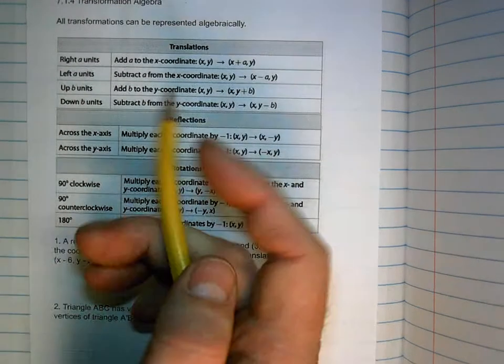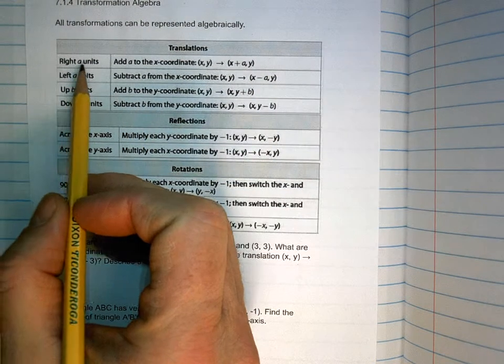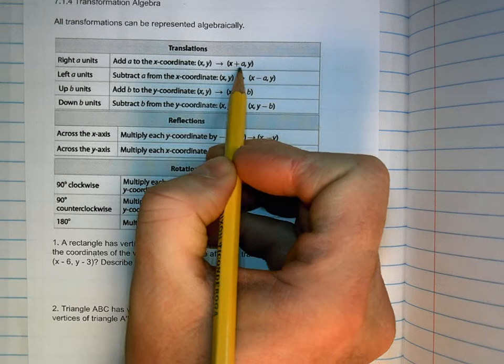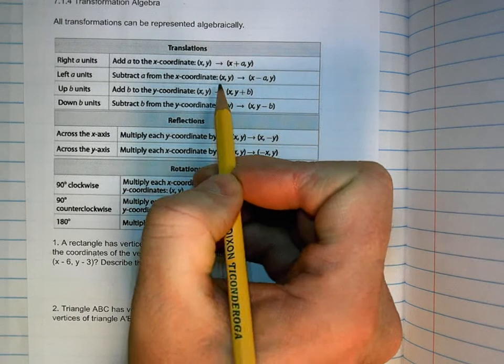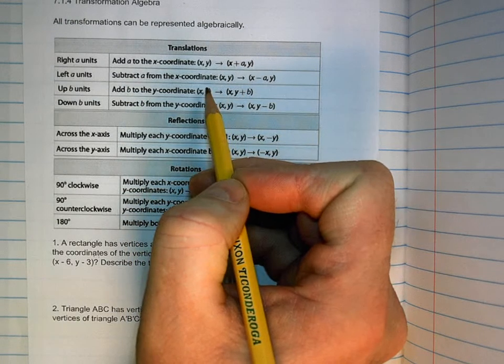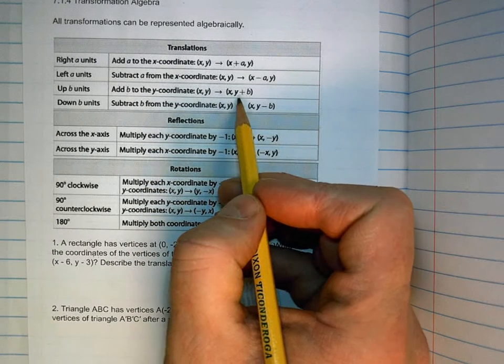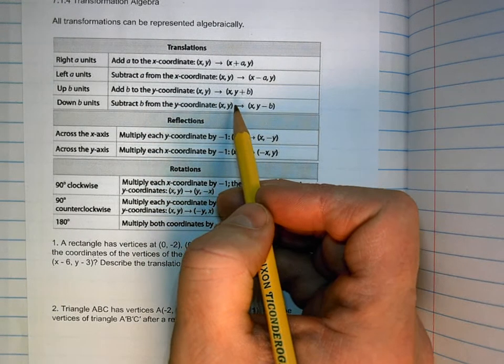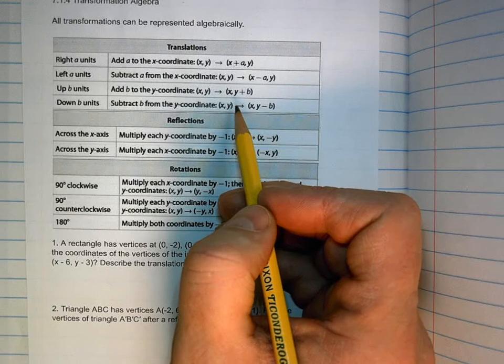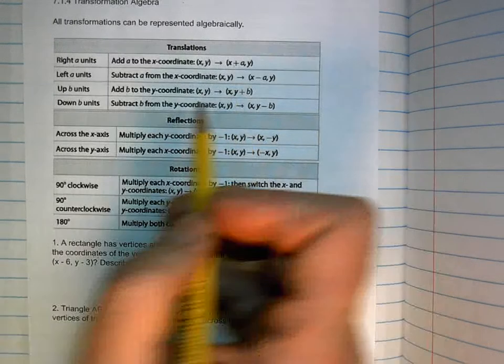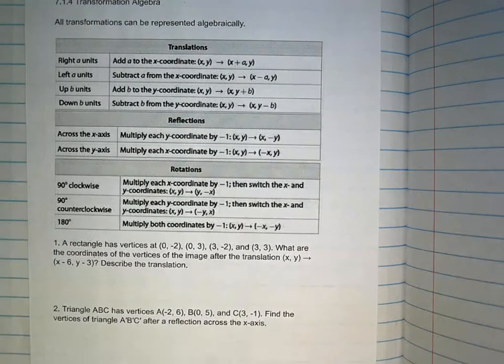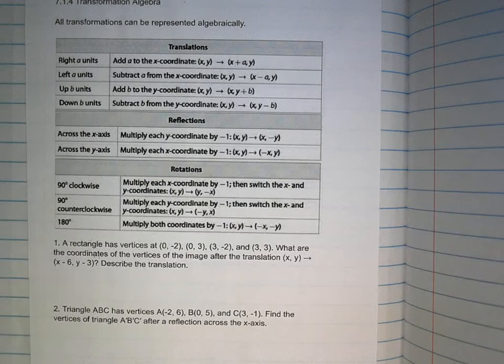And here's our translation one we did. If we go right, all we're doing is adding to the x-coordinate. If we go left, we're subtracting from the x-coordinate. If we go up, we're adding to the y-coordinate. If we go down, we're subtracting from the y-coordinate. Translations are probably the easiest to represent of all and the most straightforward, except for dilations, which we'll get to next week. Dilations are way easier even than that.